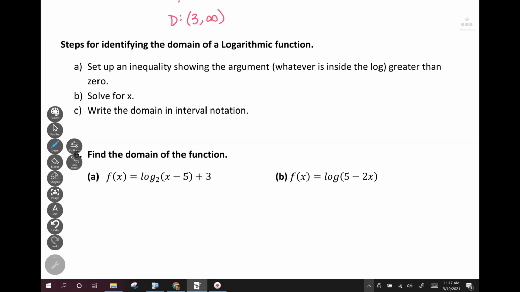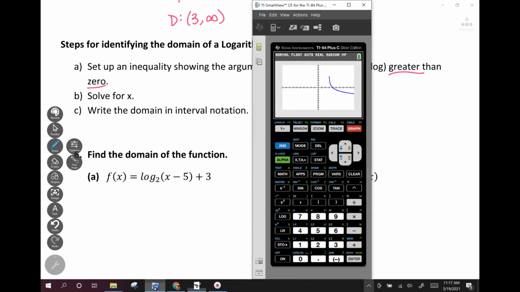And now we're adding on one more thing when it comes to logs, and that is that the argument inside the log has to be greater than 0. You can't take the log of a negative number. Let me show you.